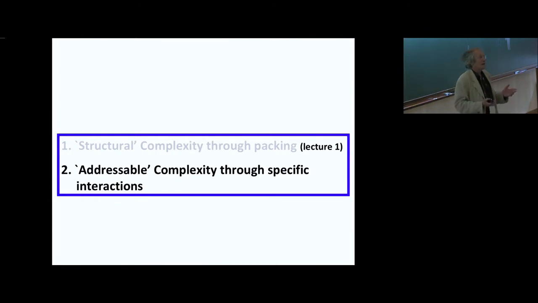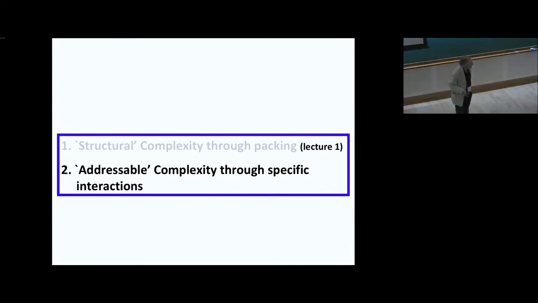You get this kind of addressable complexity, where really you say one unit has to go here, the other unit has to go there, the other unit has to go there. It requires specific interactions because every particle has to know which other particles are supposed to be its neighbor. So you need a specific interaction in such a way that particles can recognize their neighbors and assemble to form the target structure. So this is very difficult to achieve by anything else than specific interactions.